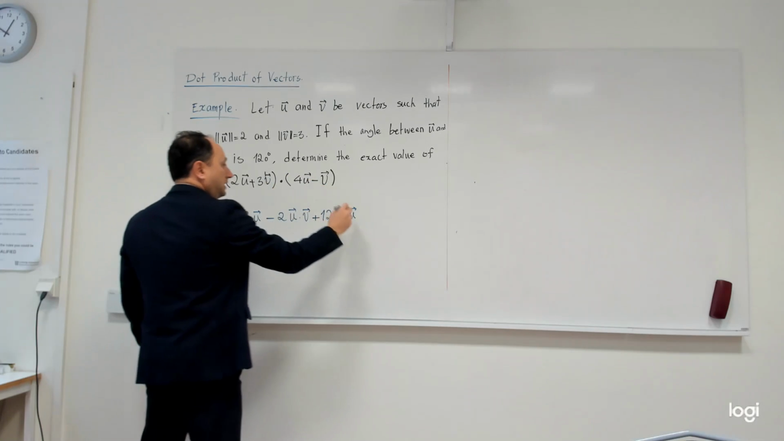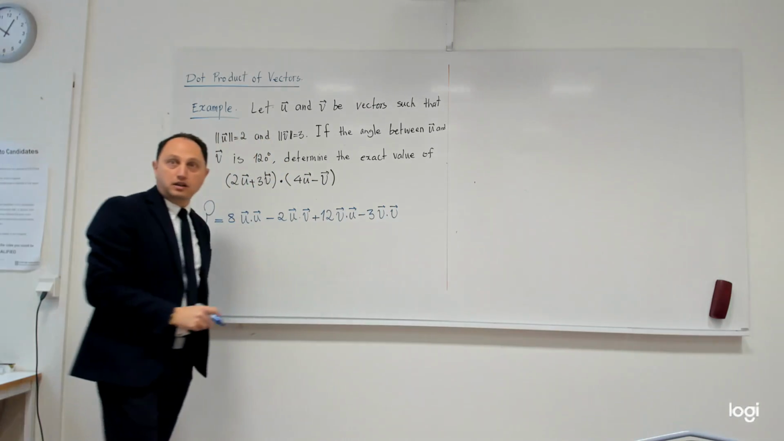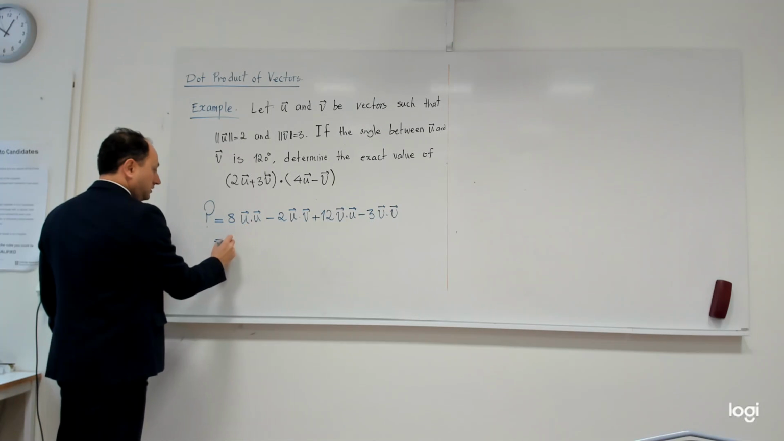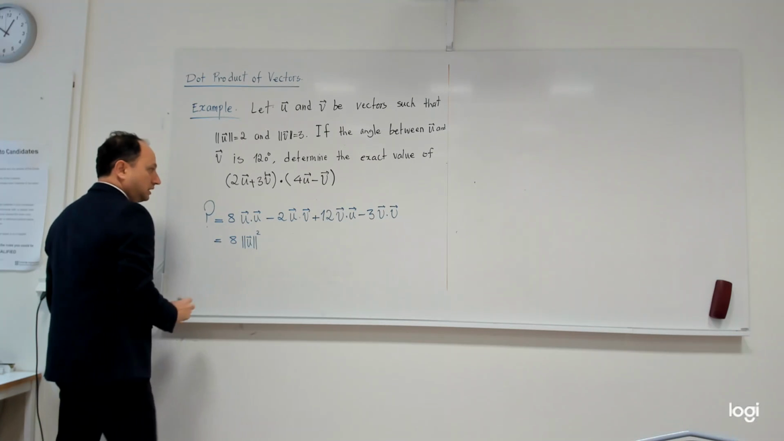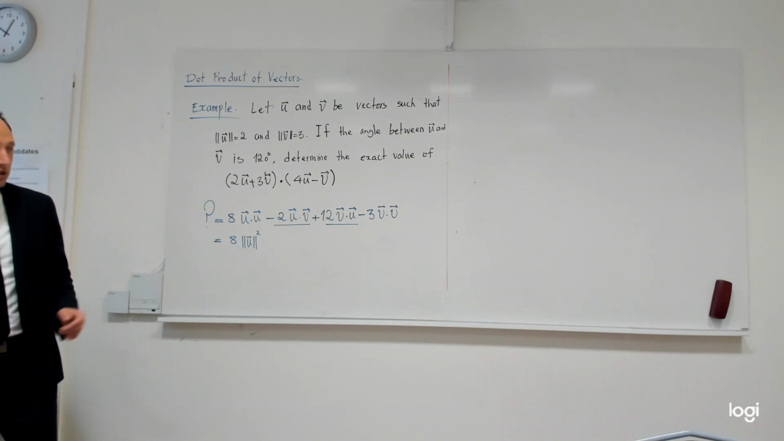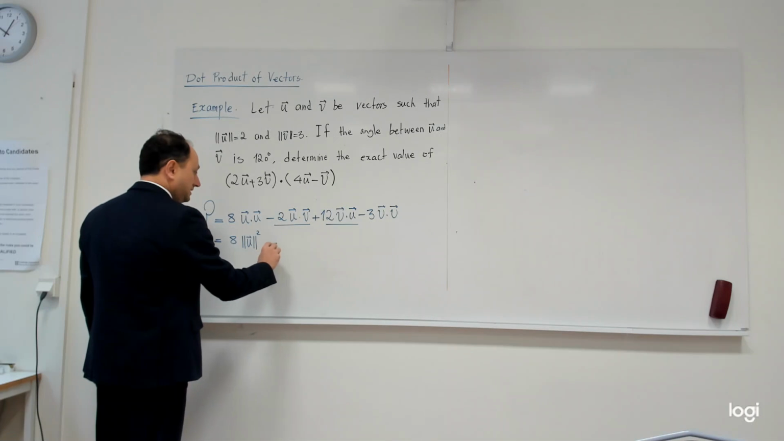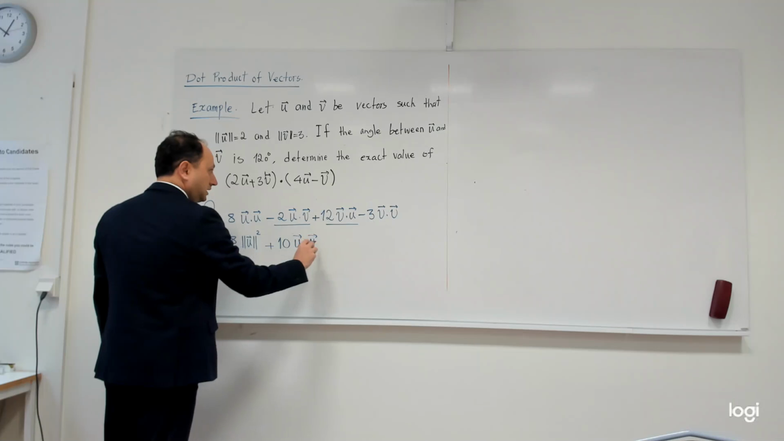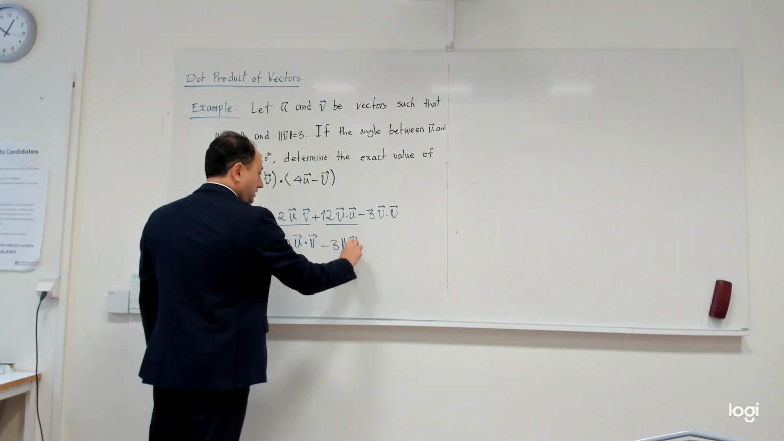And the next thing would be negative 3v dot v. Is that understandable? So that's distribution. But instead of this, what can I write? I can write norm of u squared. Can I combine these two together? Can I say they are similar? Yes, because of commutativity. So I can write plus 10 u dot v or v dot u, it doesn't matter. And the last one is minus 3 norm of v squared.